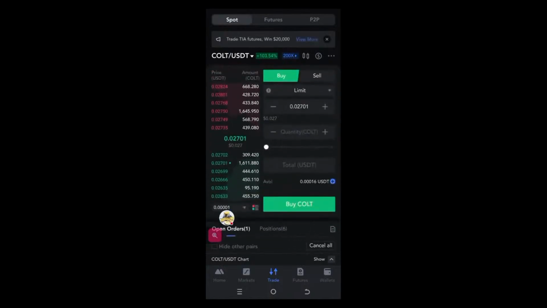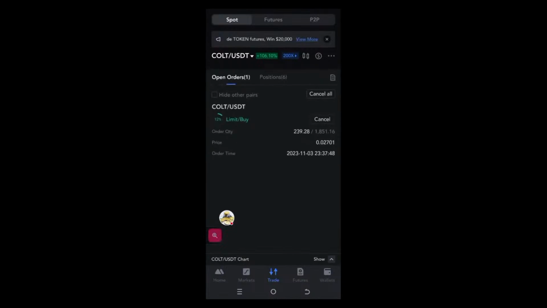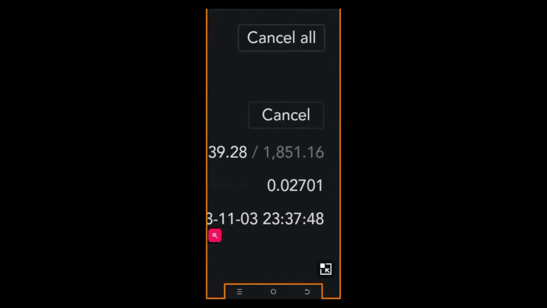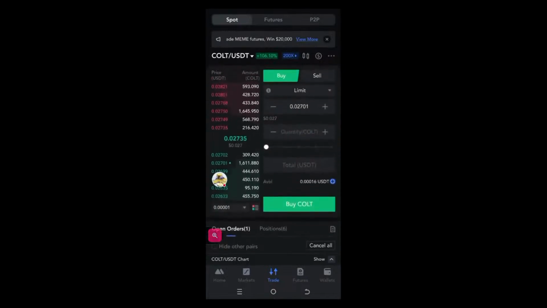What's the higher one? I think the higher one is 2735. Why is it such a high one? Okay, I think the reason is that it doesn't even have enough. We're trying to buy 239. Oh, this is it. It doesn't have that much. Only 12%. That was all we could get.